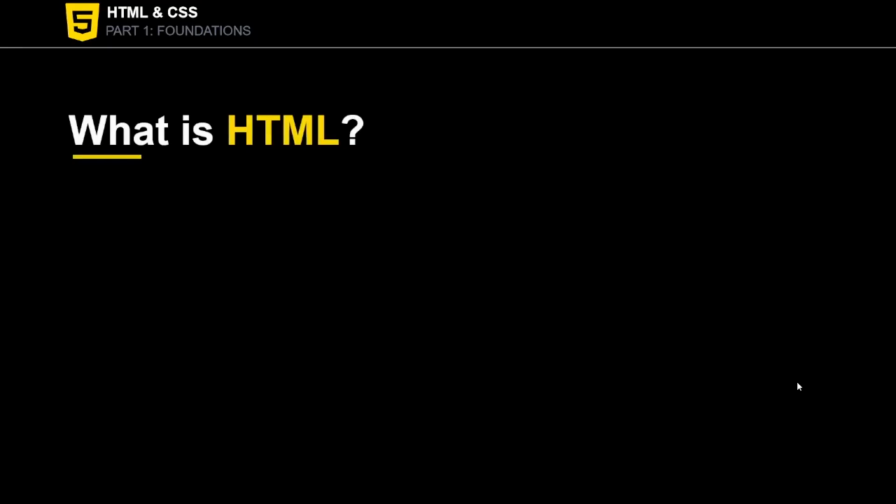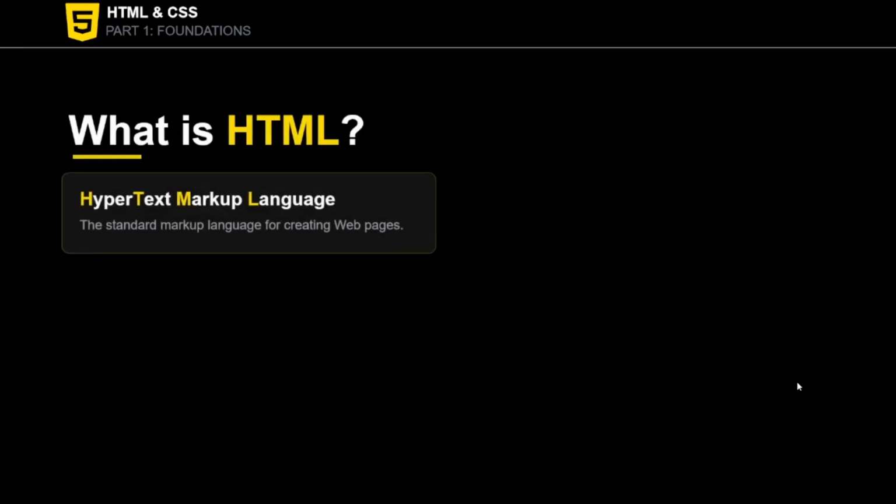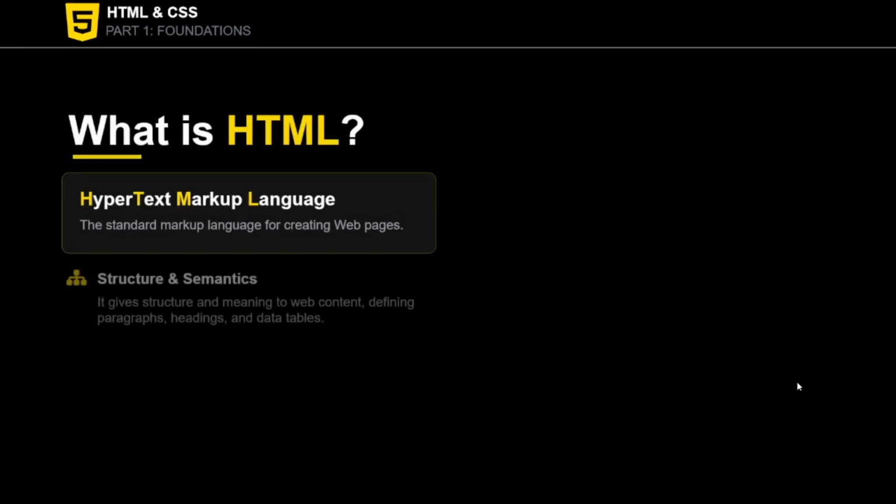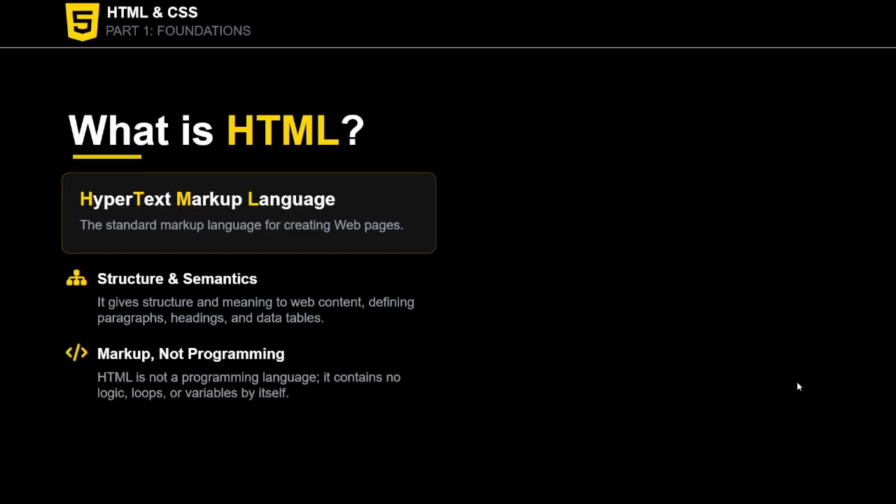So, first of all, what is HTML? HTML stands for Hypertext Markup Language, and it is the standard markup language used to create web pages. HTML gives you structure and meaning to web content like text, images, buttons, and links. Note this very important thing: HTML is not a programming language. Why? Because a programming language consists of things like logic, loops, and variables. But in HTML, there is nothing like that.